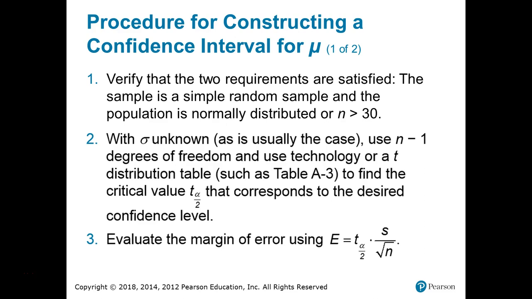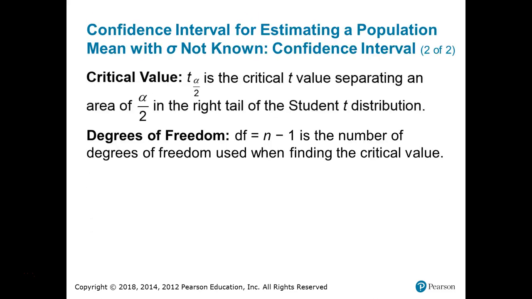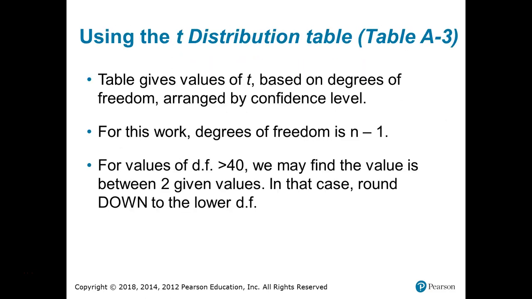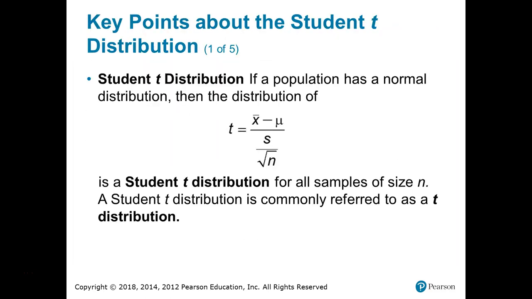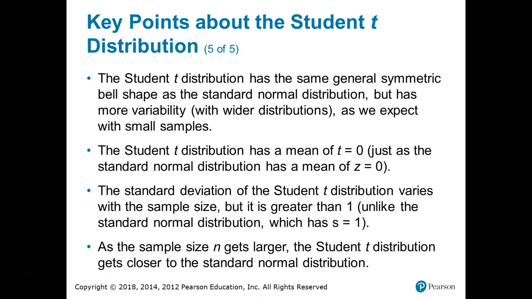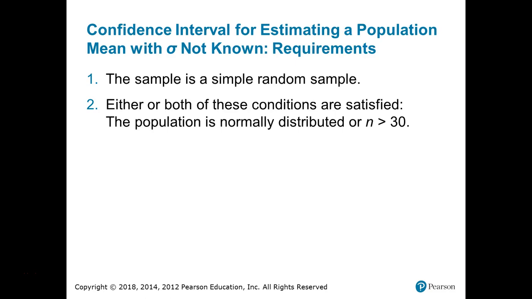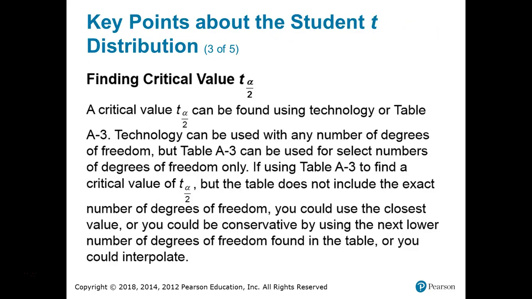So 1, verify that the 2 requirements are satisfied. The 2 requirements we did on the slide, I'm not going to be able to find it now. Of course not. Here we go, this slide. Sorry for the jumping around. The sample is a simple random sample, and it must be normally distributed and/or n is greater than 30.